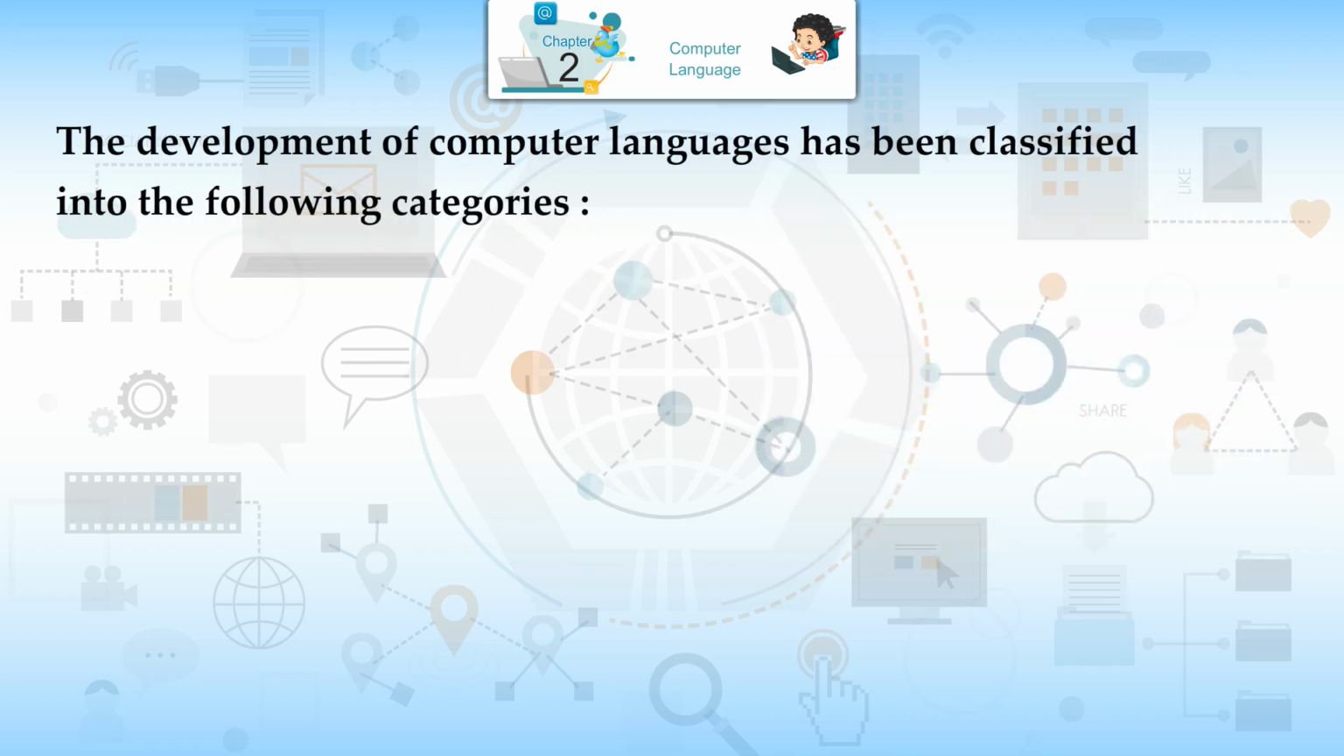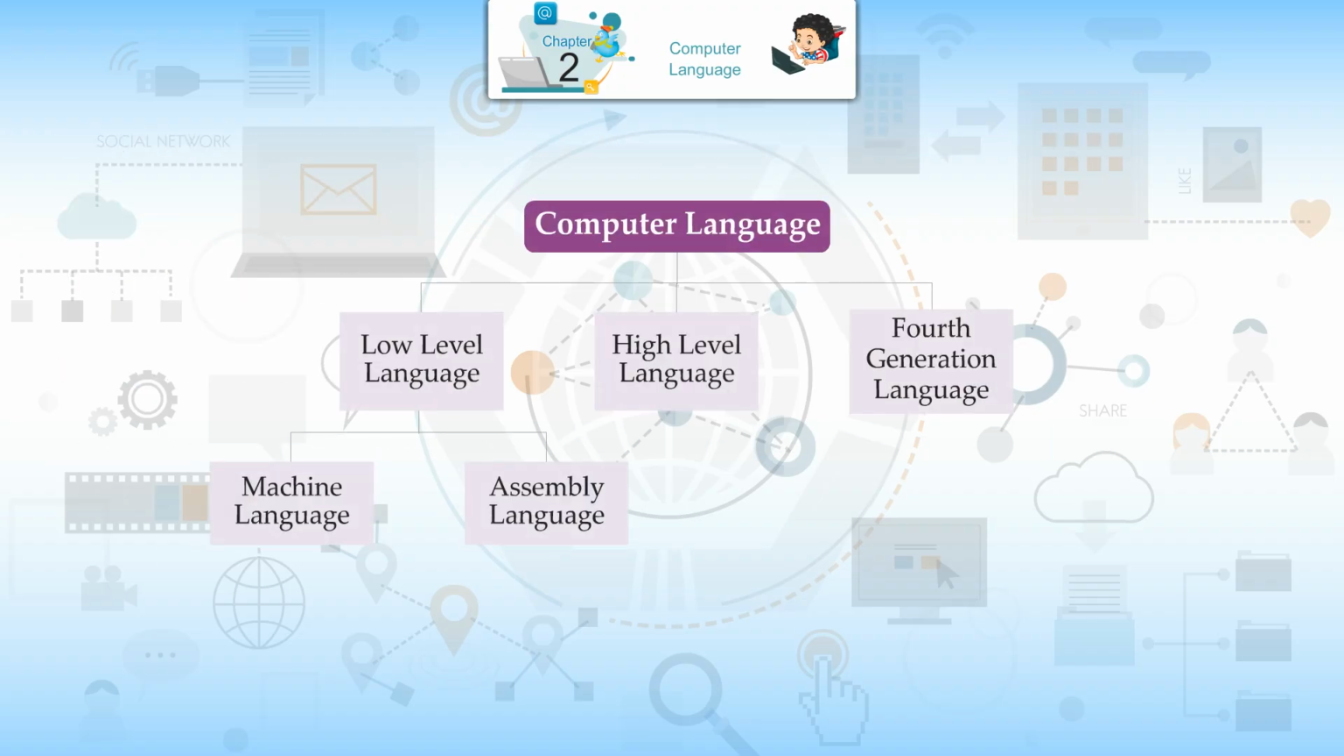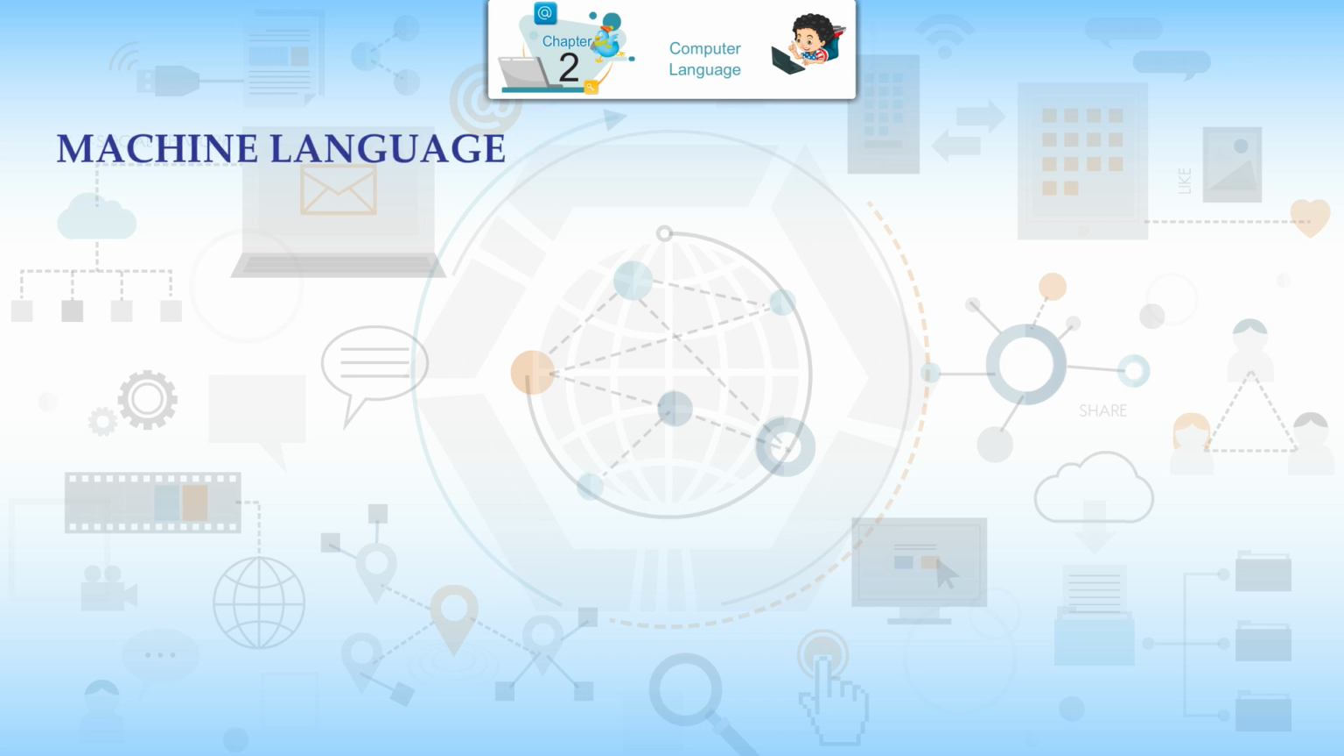The development of computer languages has been classified into the following categories: low-level language, high-level language, and fourth-generation language. Computer language: low-level language, which includes machine language and assembly language; high-level language; fourth-generation language.